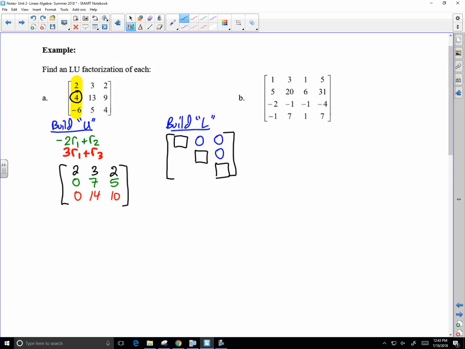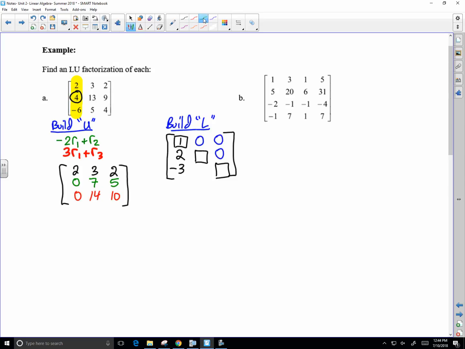So 4 divided by 2, well, actually 2 divided by 2 is 1. 4 divided by 2 is 2. And then negative 6 divided by 2 is negative 3. All right.